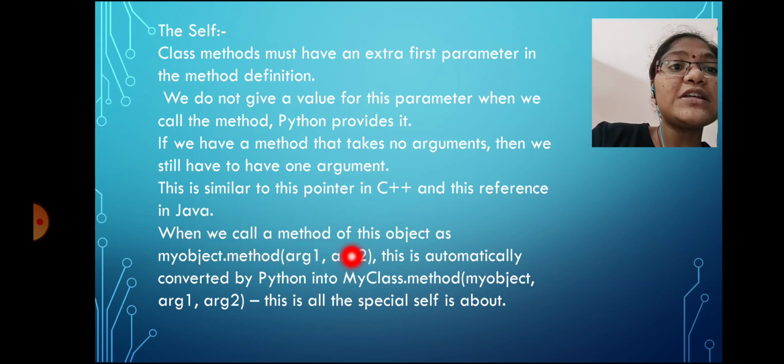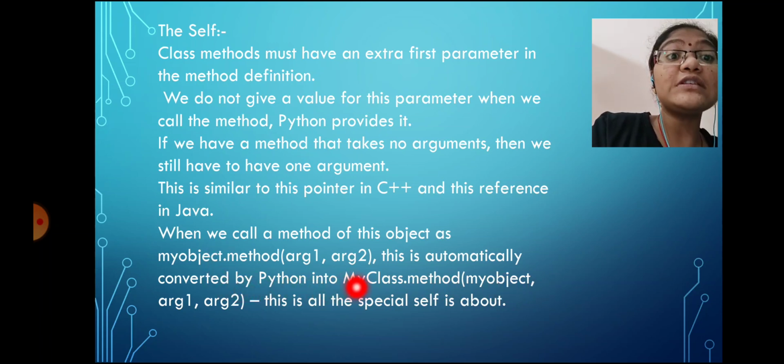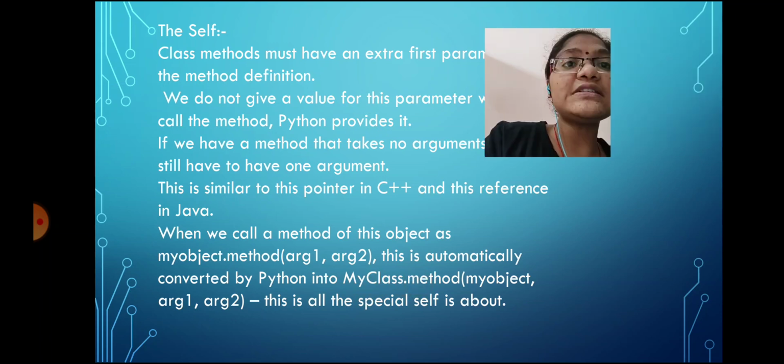When we call a method of an object as myObject.method(arg1, arg2), this is automatically converted by Python into myClass.method(myObject, arg1, arg2). This is all that the special self is about.